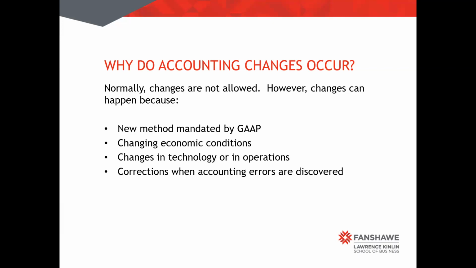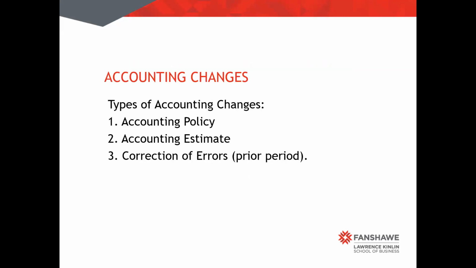Sometimes it has to do with changing economic conditions, which have an impact on your estimates. Sometimes it has to do with changes in technology, different technology available. Maybe you have more accurate information at your fingertips. It could be changes in your operations that have a substantial impact on what policies you put in place. And sometimes you find that you just made a mistake, and so you need to make a correction when those errors are discovered. You can't just continue to hold and cover it.